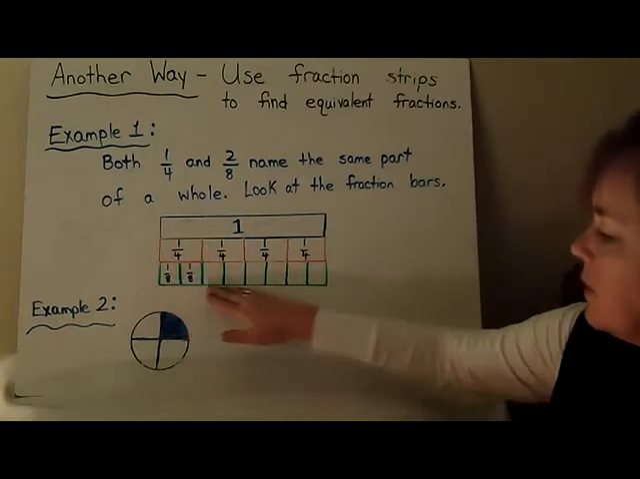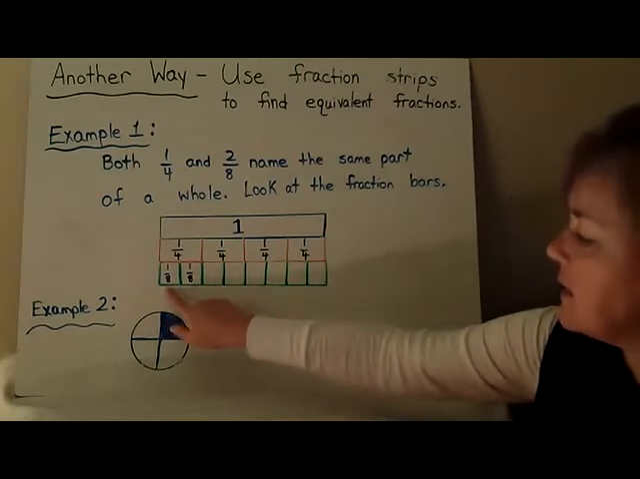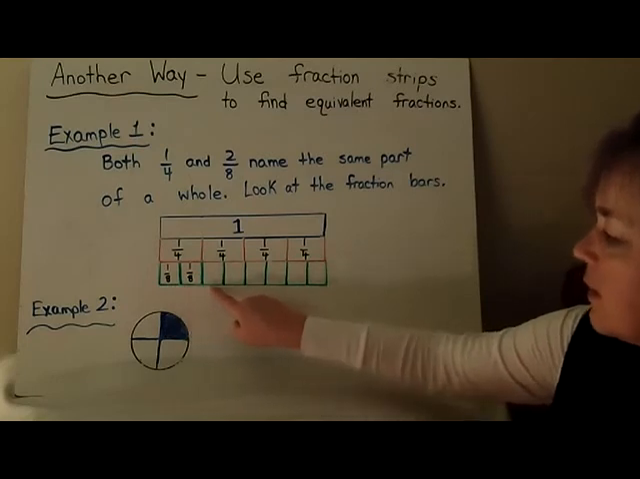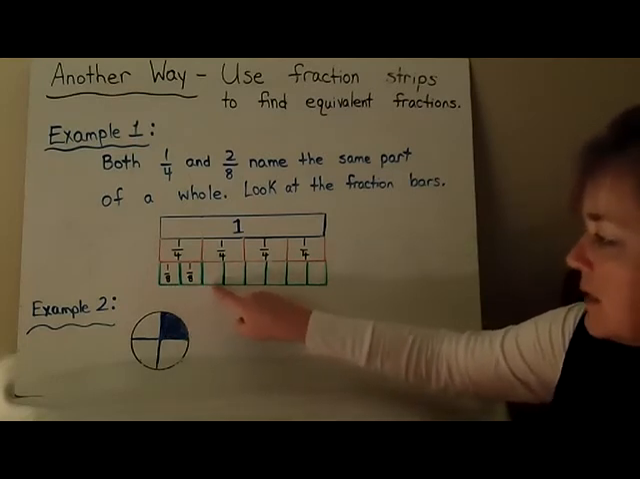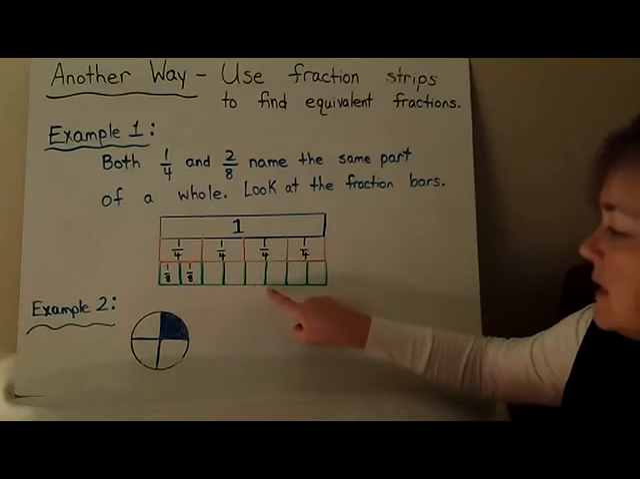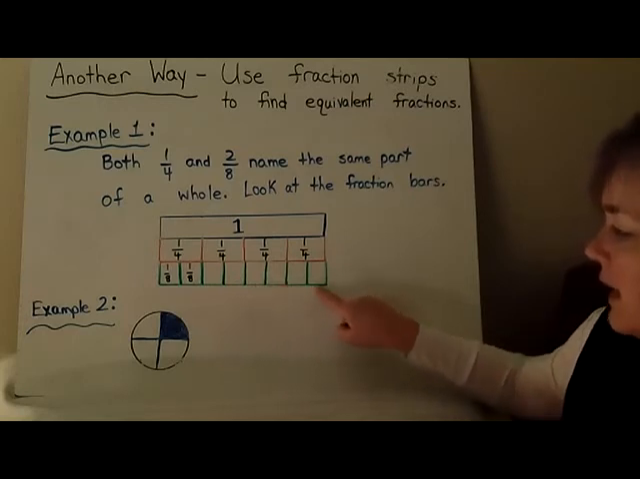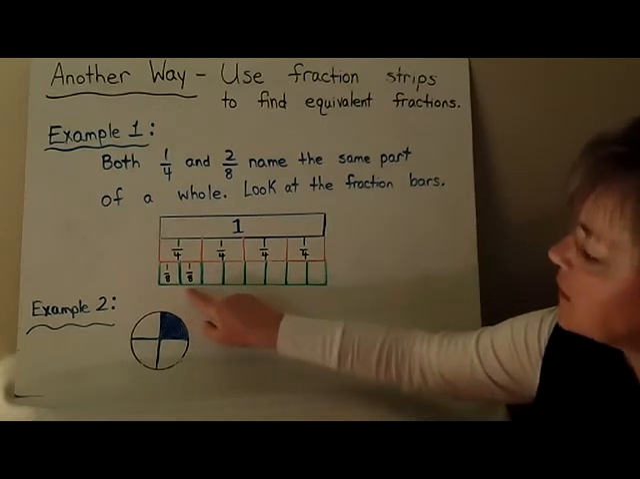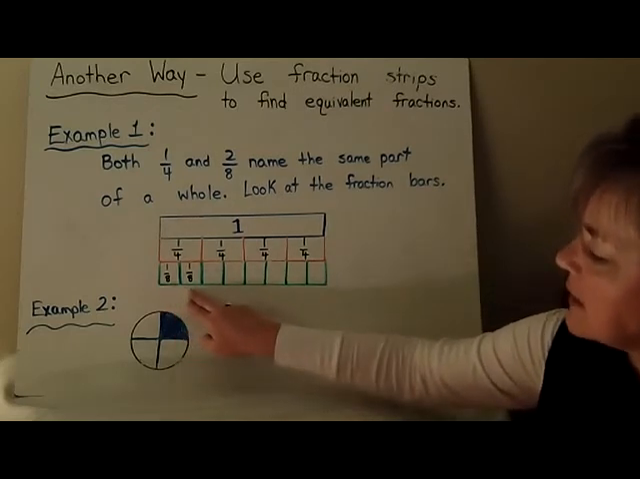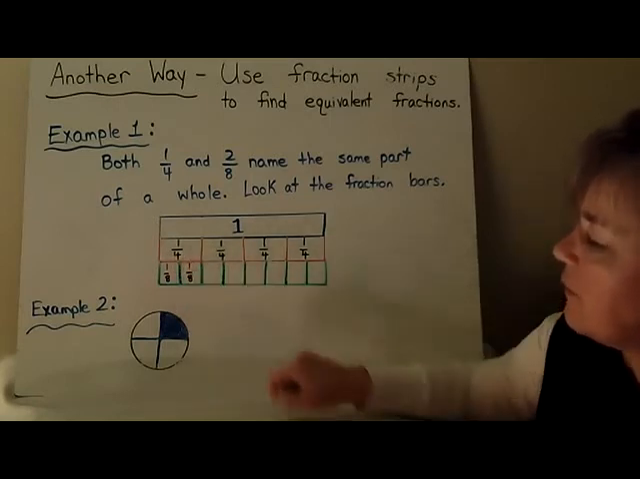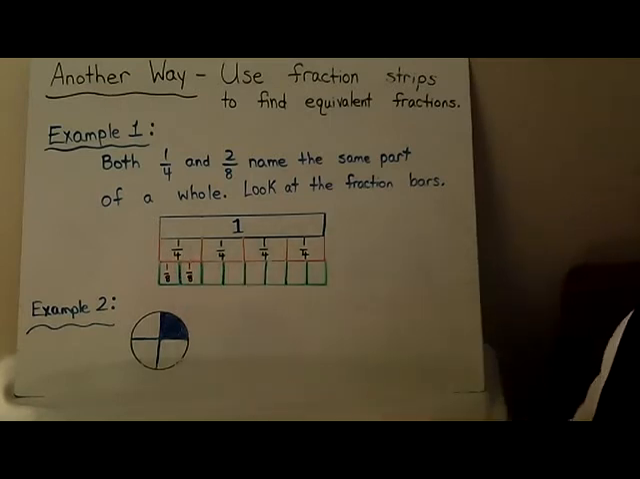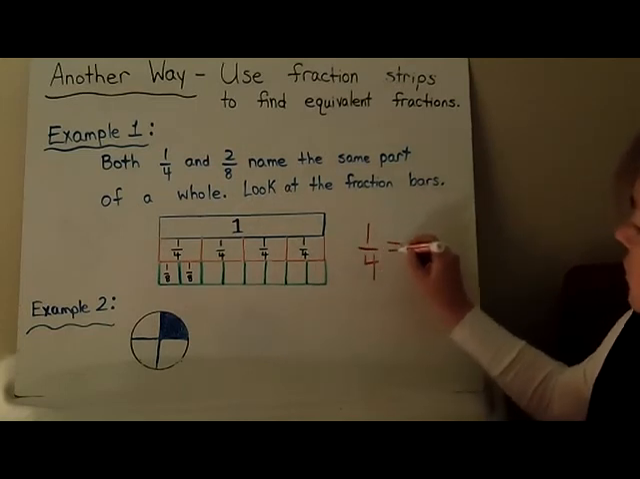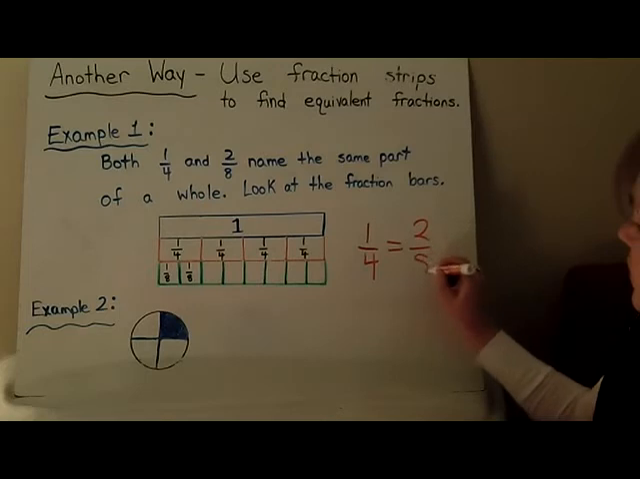Then I took another strip and I divided it into 8 equal parts. The same size strip, 1/8, 2/8, 3/8, 4/8, 5/8, 6/8, 7/8, 8/8, which equal one whole strip. So if you look at the green section, you can tell that 2/8 is the same amount as 1/4. So I can see that 1/4 is equal to or equivalent to 2/8.